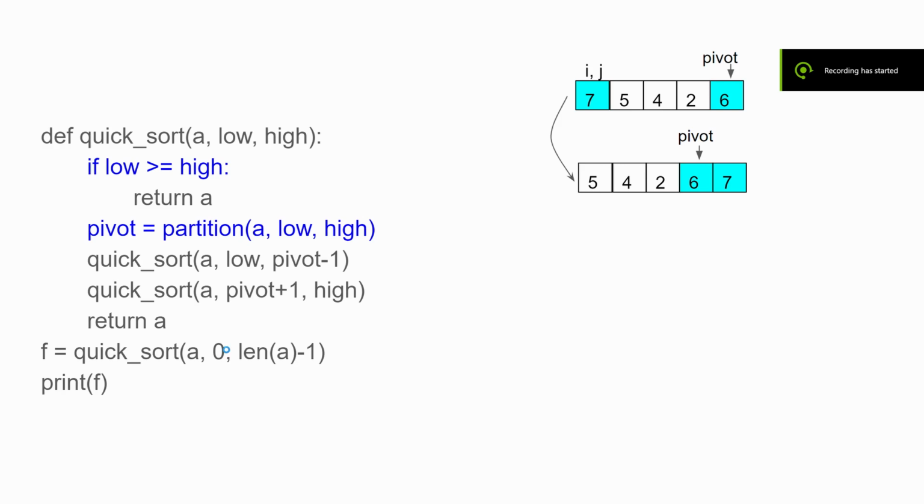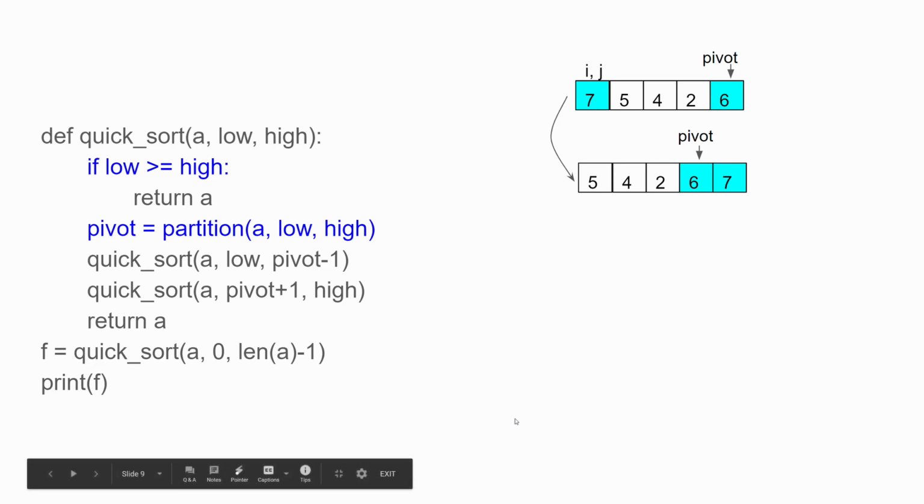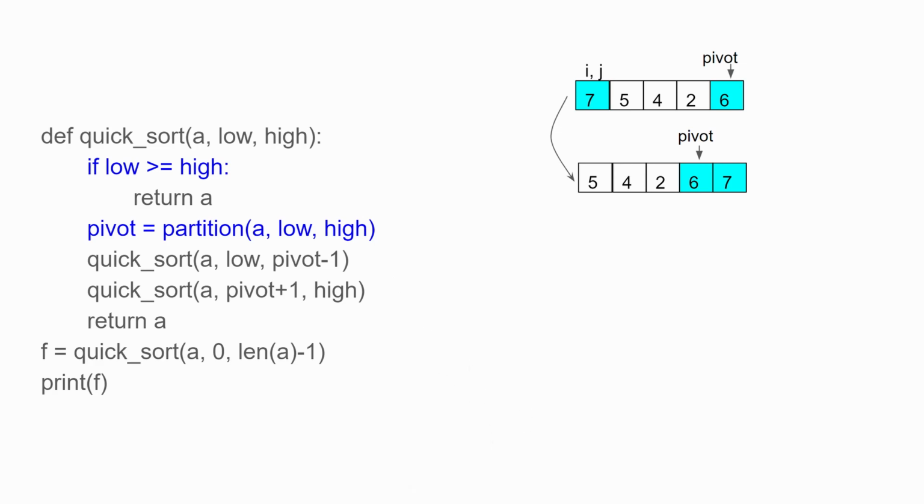Function quicksort takes the input of A, low, and high. A being the array, low is the start of the array, and high is the end of the array. And it will partition the array, then sort the left side, and then sort the right side. Since low is not bigger or equal to high, it won't return anything. It will call the partition function to partition the array.